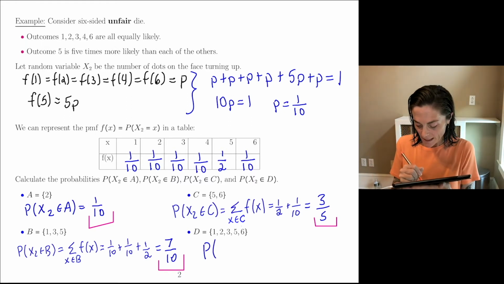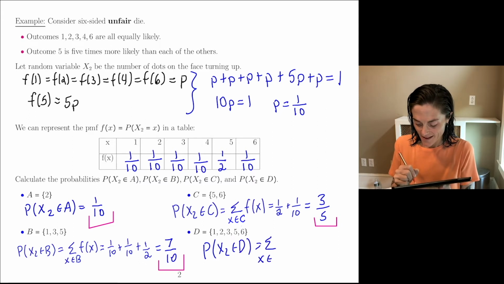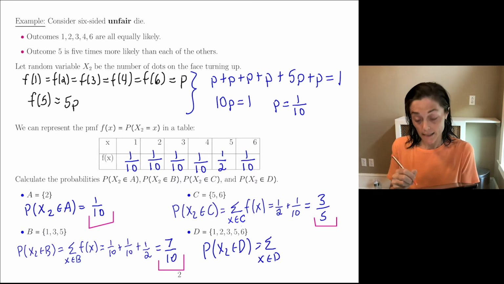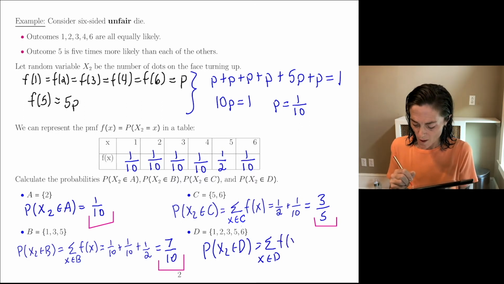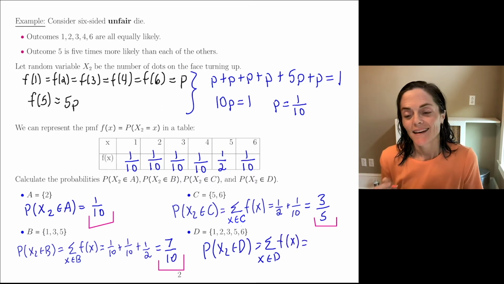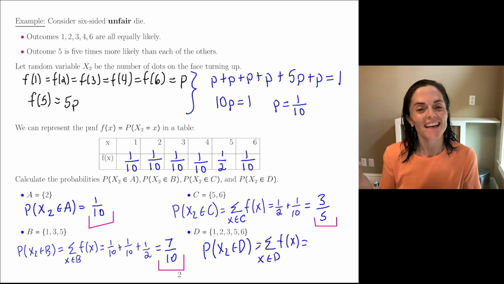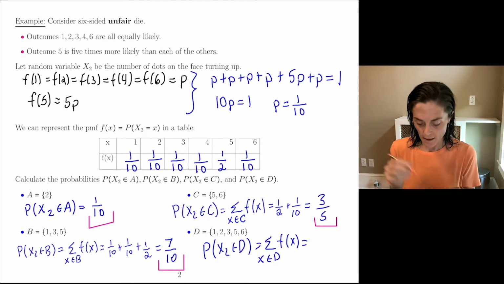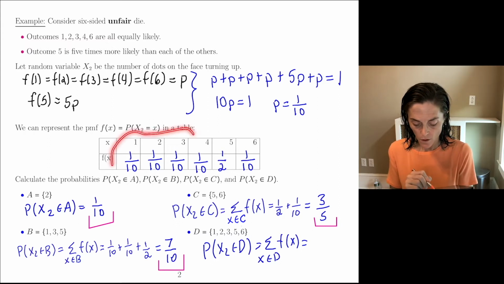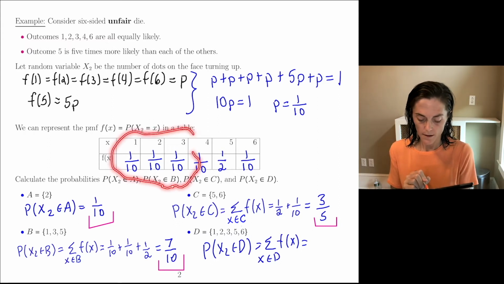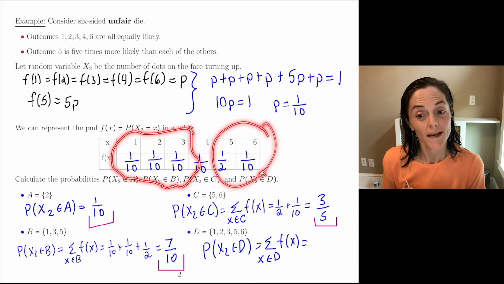Finally, the probability x2 is in D is a sum over little x in D of this new probability mass function evaluated at that x. Now, let's look at it. I won't write out the sum because I'm running low on space, but we have 1, 2, 3, 5, and 6. So what is the sum?